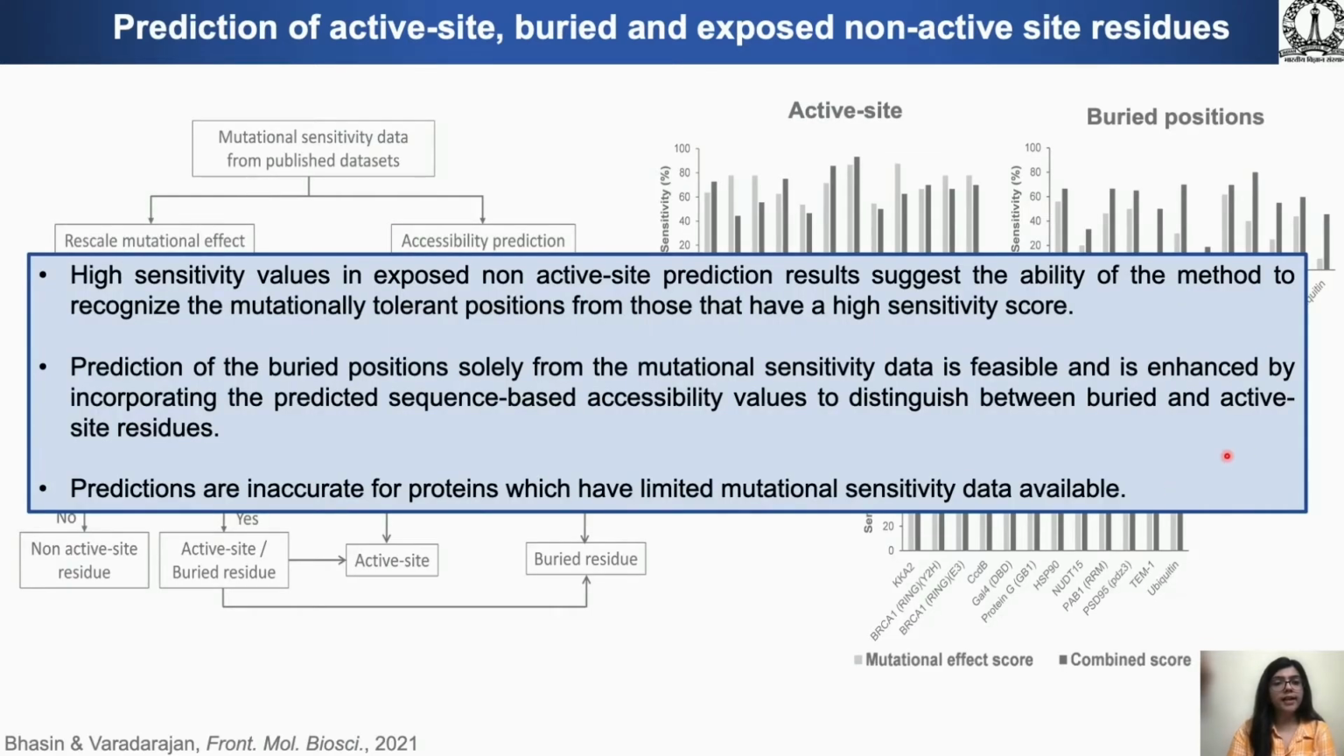Thus, we concluded that the high sensitivity values in the exposed non-active site prediction results suggest that this method is capable of recognizing the mutationally tolerant positions from those which are mutationally sensitive. Now, the prediction of the buried residues is solely done from the mutational sensitivity data also, but it can be enhanced by incorporating the predicted sequence-based accessibility values to distinguish between buried and active site residues. But on the other hand, these predictions seem to be inaccurate for proteins which have limited mutational sensitivity data available.